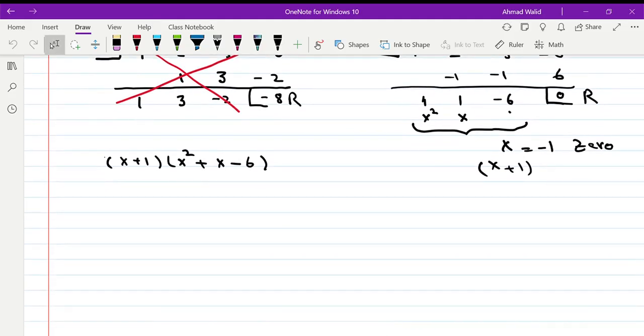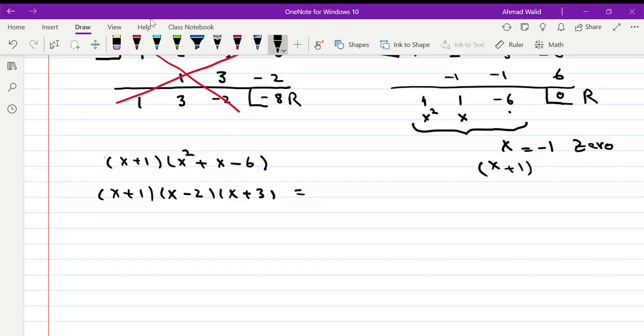Now, can I factor x squared plus x minus 6? Let's try if we can factor, correct? Then x plus 1 times, I will open two parentheses, x and x, possible factors of 6 to multiply to give you -6 and add to give you x. Of course, +3 and negative what? 2.